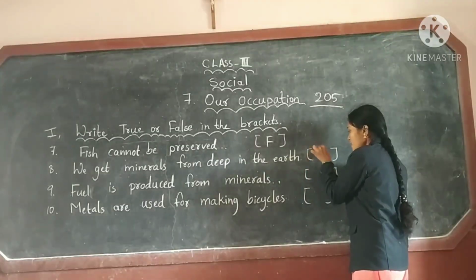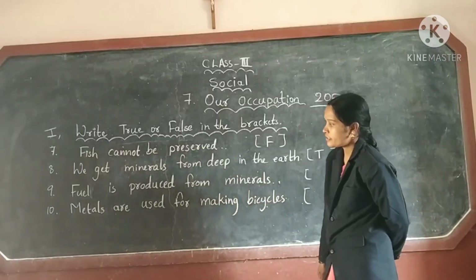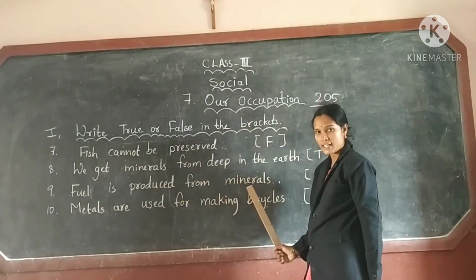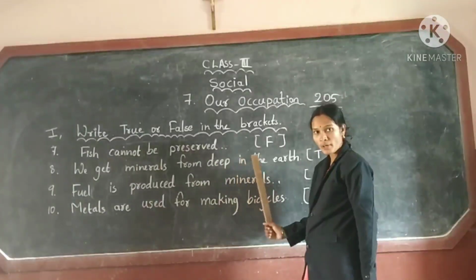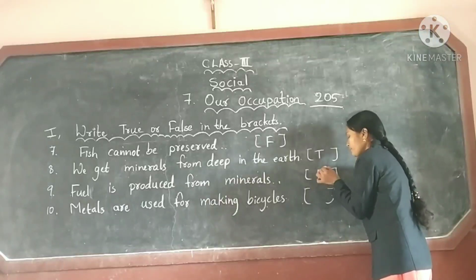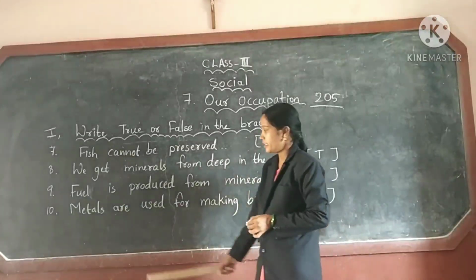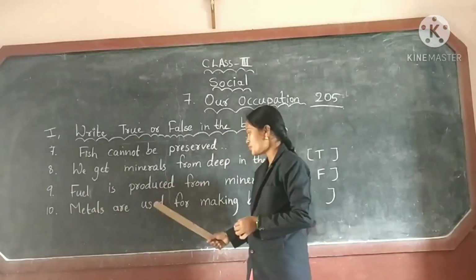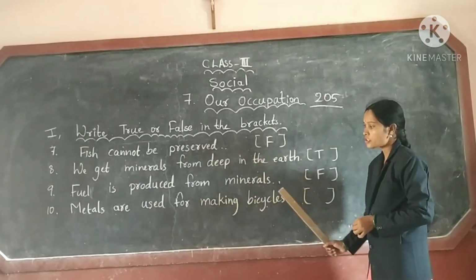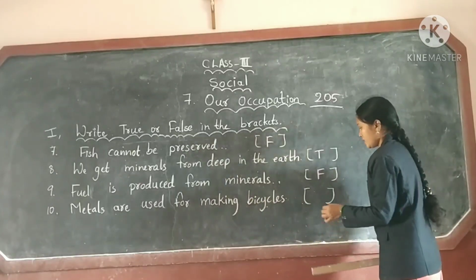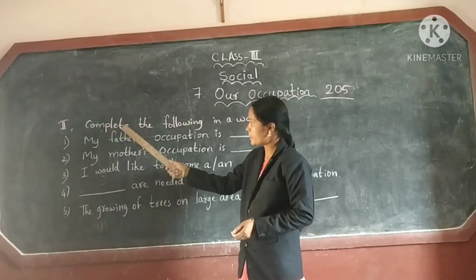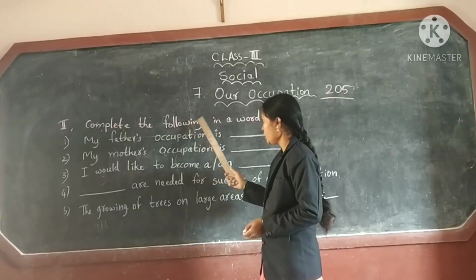This statement is true. And next, ninth one: fuel is produced from minerals. This statement is false. Next, tenth one: metals are used for making bicycles. Yes, true.